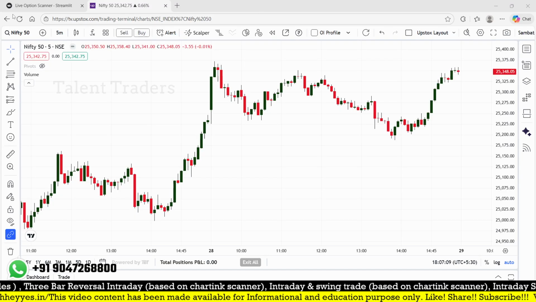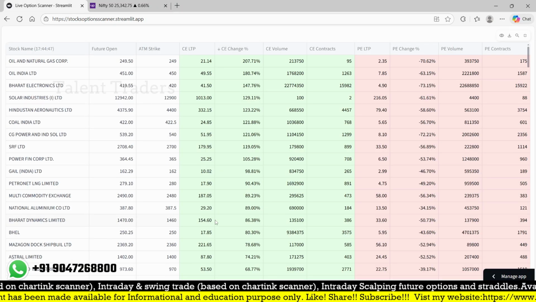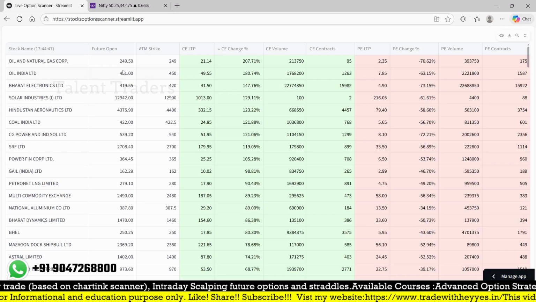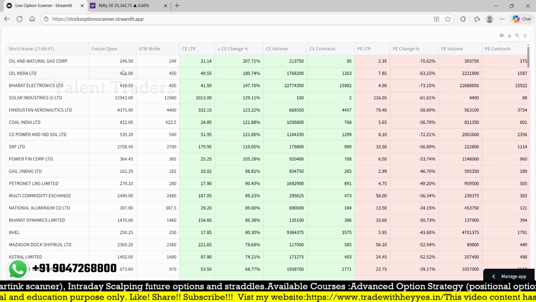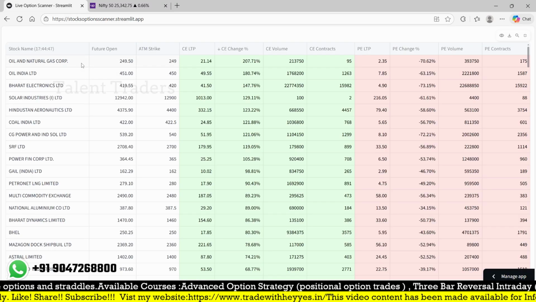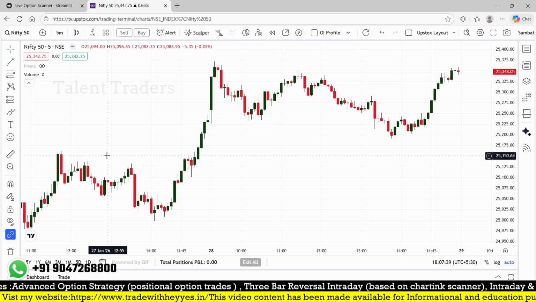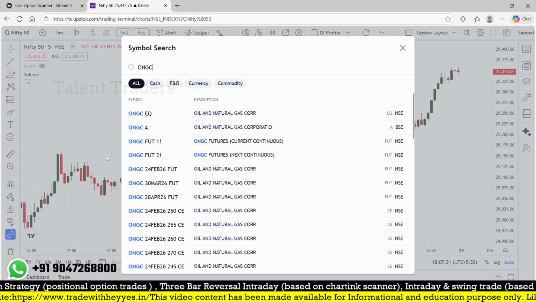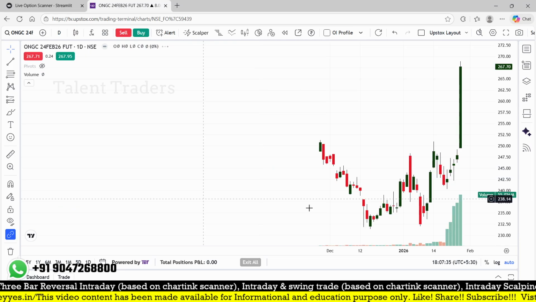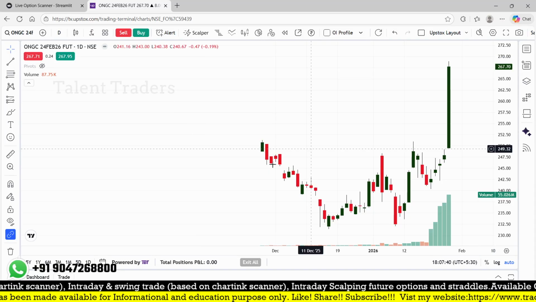The scanner I built is based on the future opening price. For example, what should be today's open price on that particular future contract, and the nearest ATM strike price. For example, today ONGC is 249.5 at the open. Let me check the ONGC future price. Okay, not the spot. So today's opening price of the spot should be 249.5. So what should be the nearest strike?